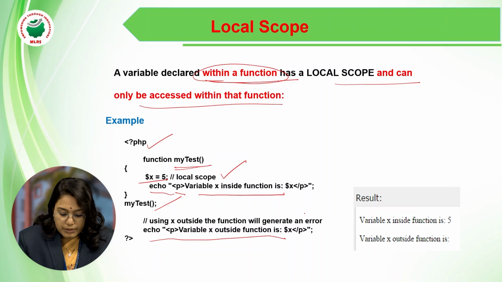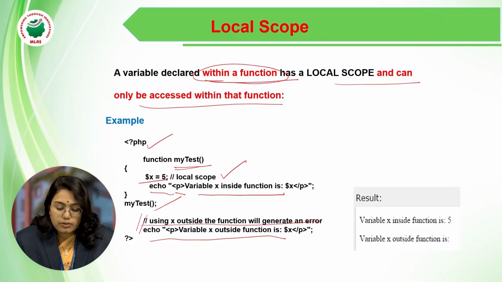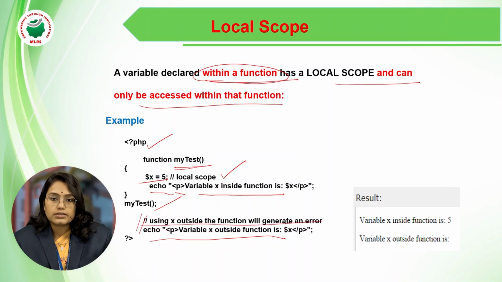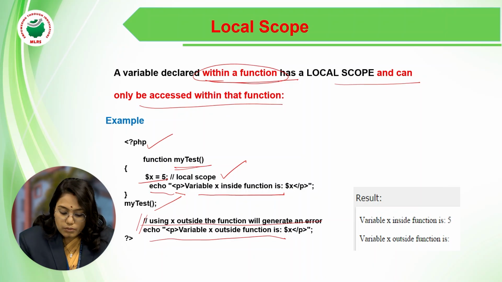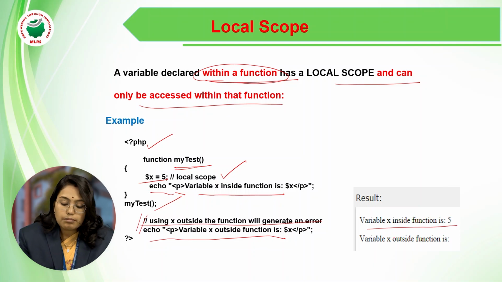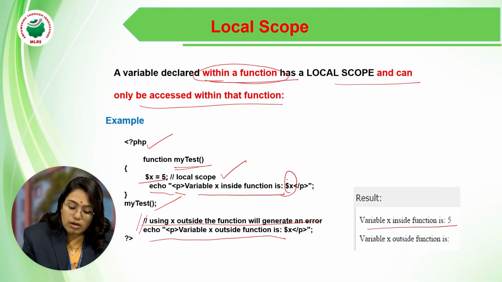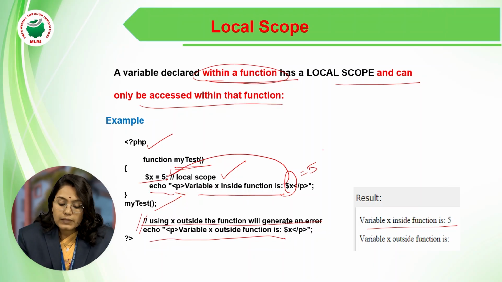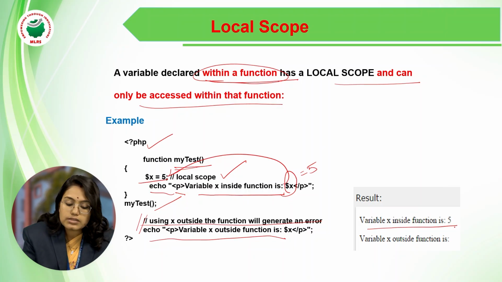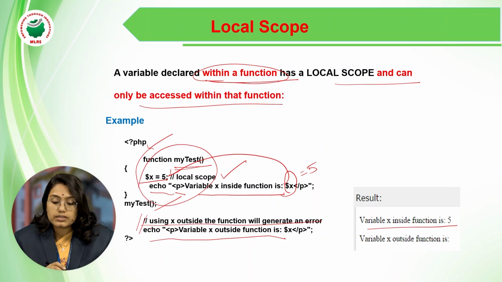Let's see the output now. Here, these are comments. In PHP, we write comments with slashes, so they won't be executed. They are just for the user to understand what the next line does. So coming to the output, variable x inside the function is 5 because we have declared $x. The $x variable is 5 as we declared on the function call here. So it is printed because that variable is within the myTest function.